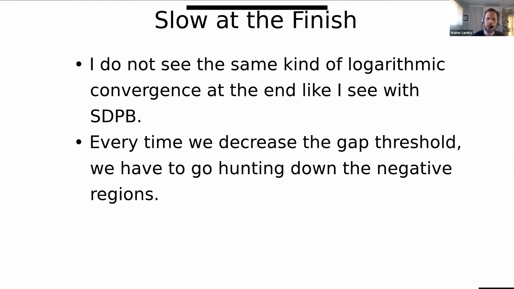Also, it feels like as you're converging, it doesn't converge as quickly as SDPB does. In SDPB, every time you do an iteration, when you're in that zone of convergence, it reduces the gap by a constant amount each time. For this one, it doesn't really feel like it does that. It feels like I reduce the gap threshold and then I go hunting around for a bunch of new negative regions. Then I reduce the gap again and I have to hunt around, and I eventually get there, but there's a lot of this sort of looking for negativity.